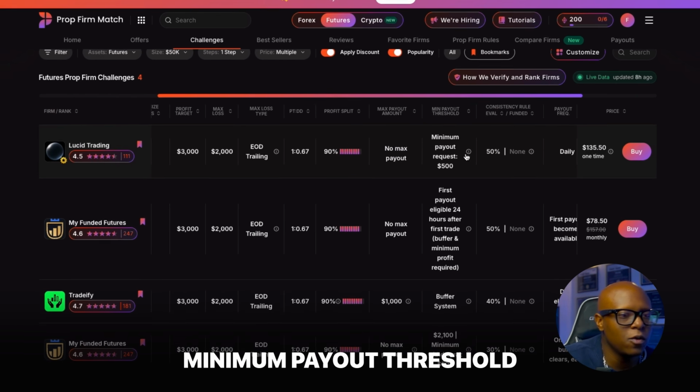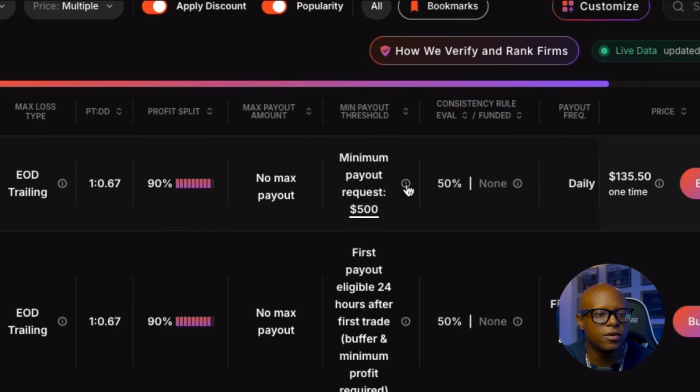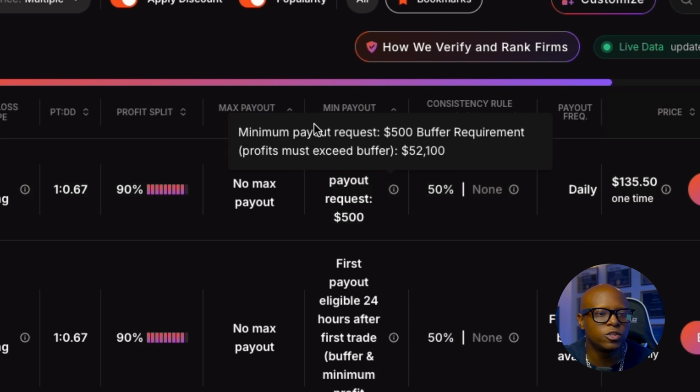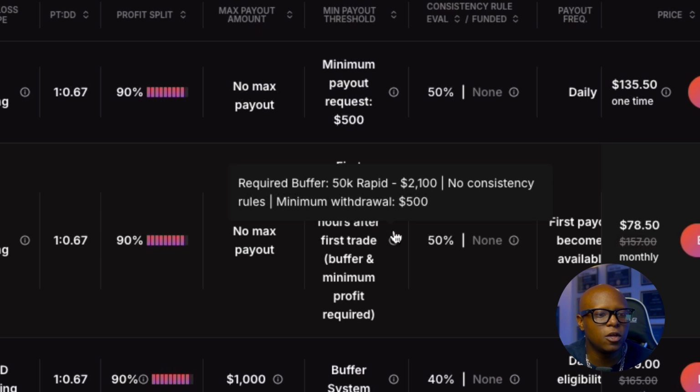The minimum payout request on the Lucid account is going to be $500 once you get above that buffer. For the MyFunded Futures account, again, the lowest withdrawal is going to be $500 once you reach their buffer of $2,100.